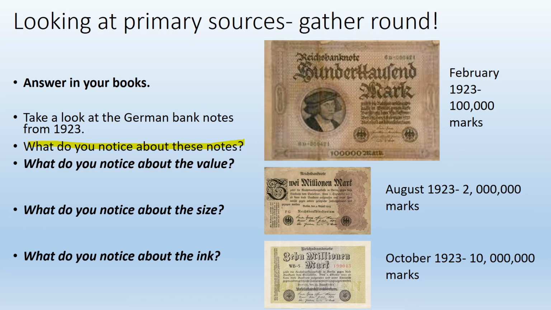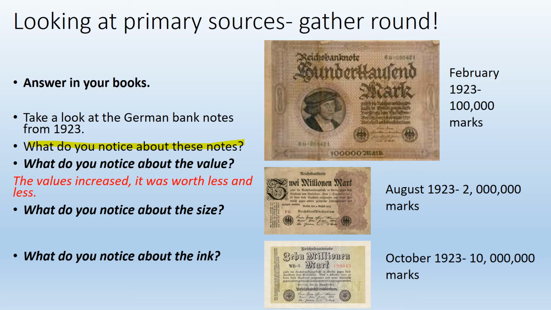So you've had a chance to look at these banknotes now. What do we notice about the value? Well, we can see the value is increasing significantly. It doesn't mean that they're worth more. It actually means that they're worth less. The higher the value on the banknote means that you need more and more and more of them to buy the same product. So we go from 100,000 all the way up to 10 million marks within the course of, we're looking at 9 months.